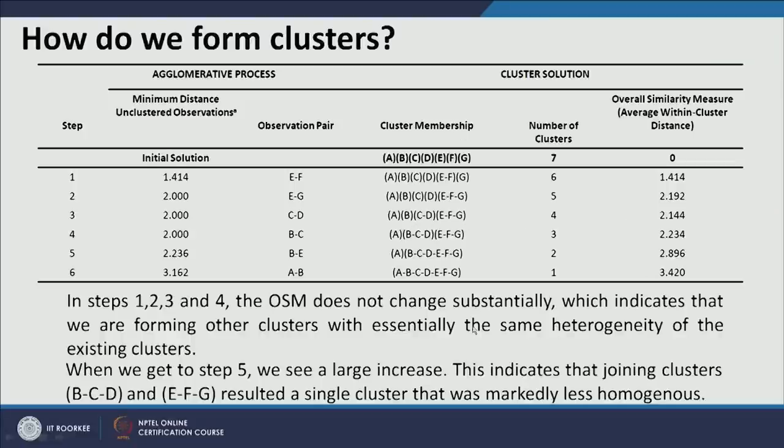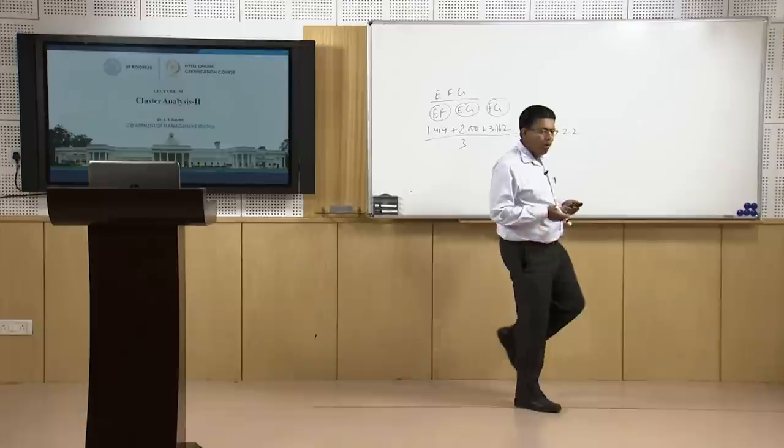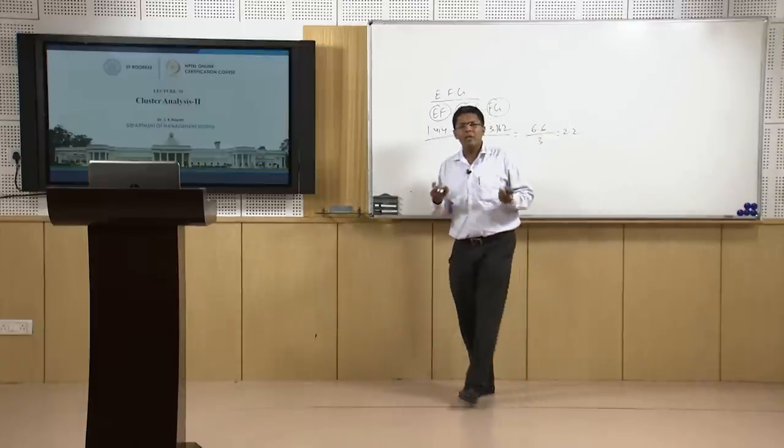Now, if you look at this position, in steps 1, 2, 3 and 4, the overall similarity measure does not change substantially. This is something we find from an agglomeration schedule. So, in the agglomeration process, the important question was: how do you find the number of clusters?